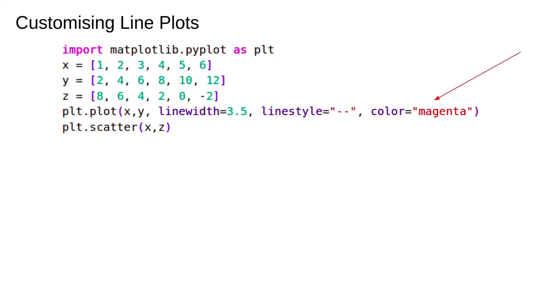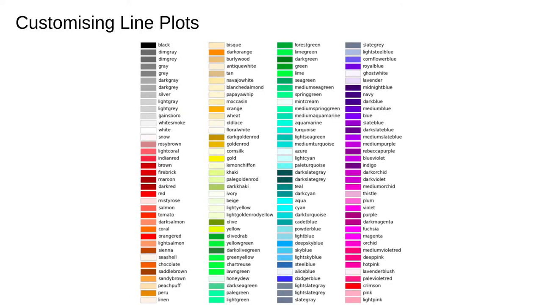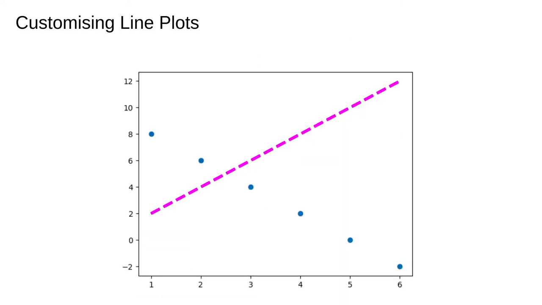Finally, we change the color. Note color is spelled the American way without a U. Here I'm using a named color, magenta. Again, there are many, many named colors and you can define your own if you can't find the exact shade that you want. So we have now successfully customized the line.